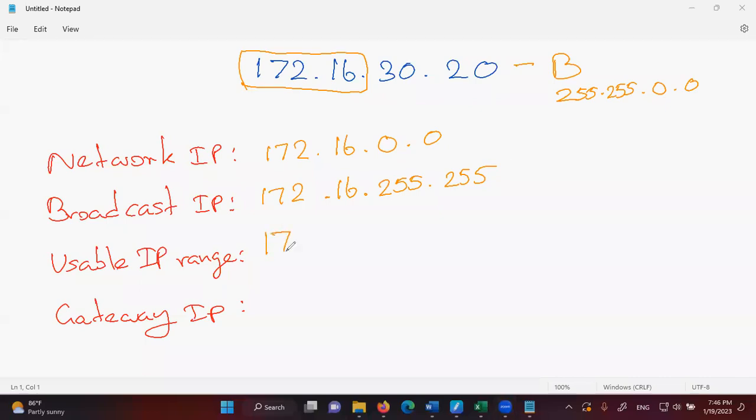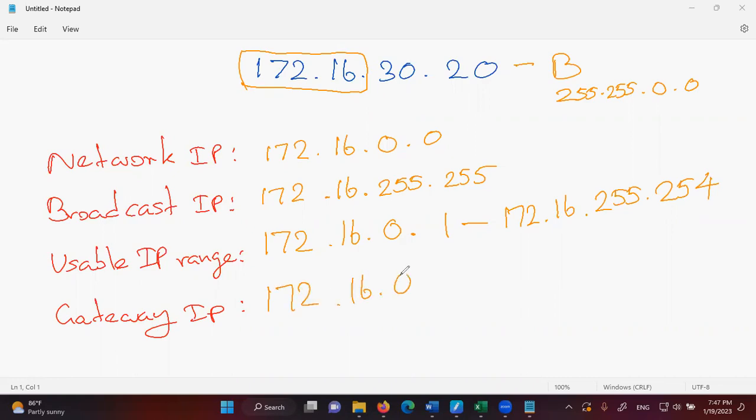Usable IP range 172.16.0.1 to 172.16.255.254 is the last IP address. Sorry, is the usable IP range. This is the gateway IP.